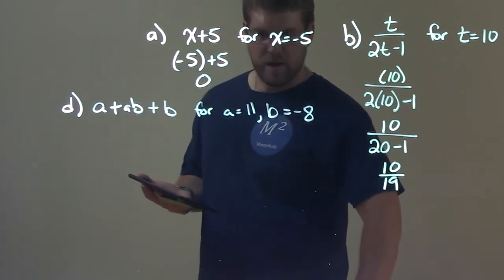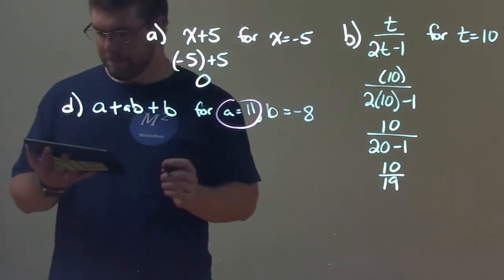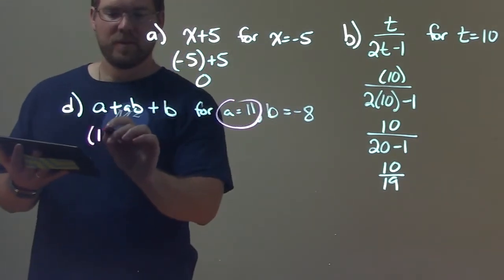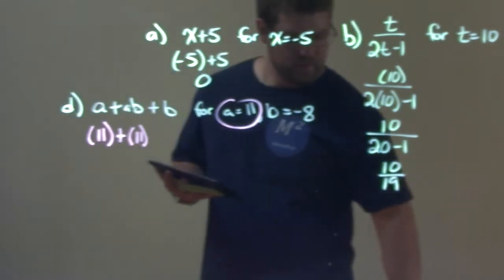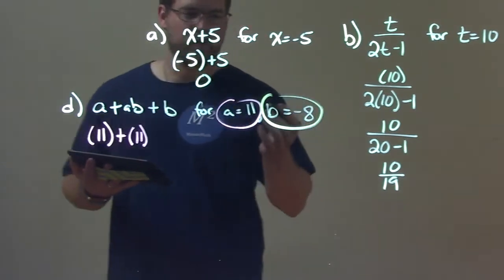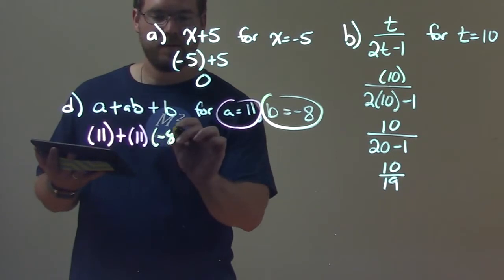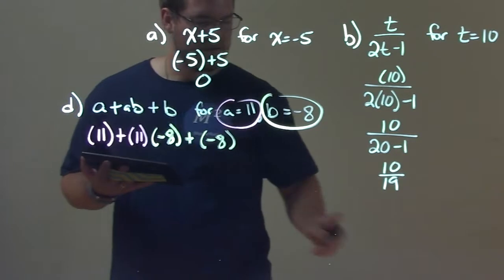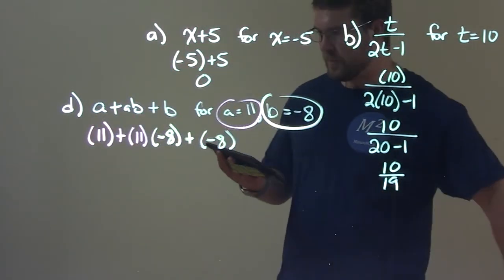Okay? So for A, just so we highlight it here, I'll do pink. Okay? So, A is 11, so we have an 11 plus 11 times, B in this yellow, B kind of looks like a green, it's close enough. B is negative 8, so we have a negative 8 here, plus B, negative 8. Okay? And I'll finish this whole thing up with, let's try blue.